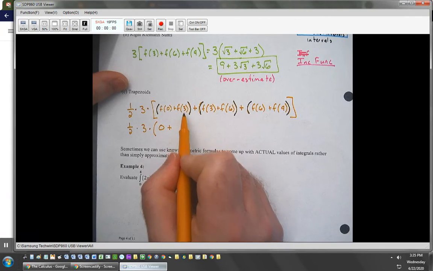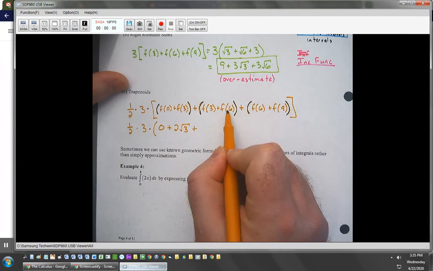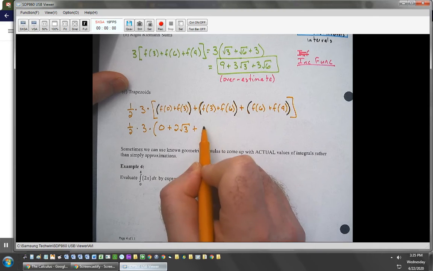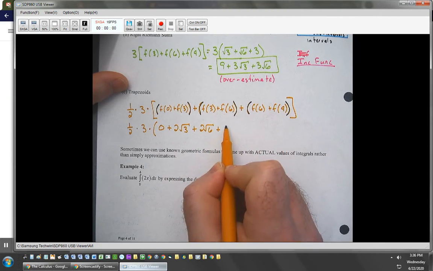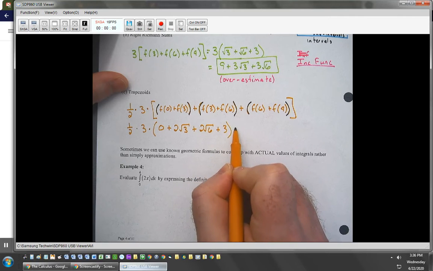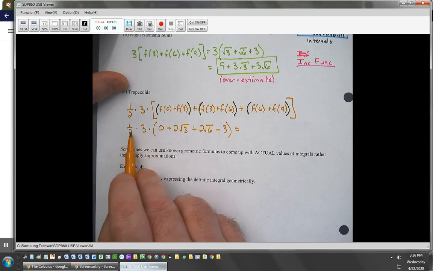So f of 3 is root 3, so that's going to be 2 roots of 3. Plus f of 6, that's going to be a root 6, that's going to be another root 6, so that's 2 roots of 6. Plus f of 9, we already know is 3. Combine, not combine like terms, just distribute, I guess.